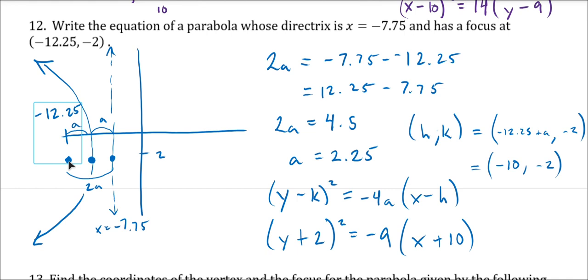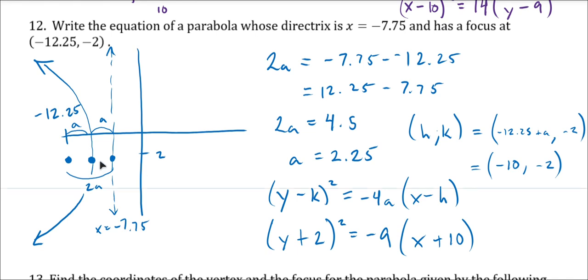Now, the distance between this and our vertical directrix is going to be a horizontal line of symmetry through the parabola, and we're going to go a distance of 2a in order to get from the focus to the directrix. 1a, or right in the middle of those two, is going to be our vertex. So we take this distance from negative 7.75 to negative 12.5, and that's going to give us a distance of 4.5. Then we take half of that to get our value of a.